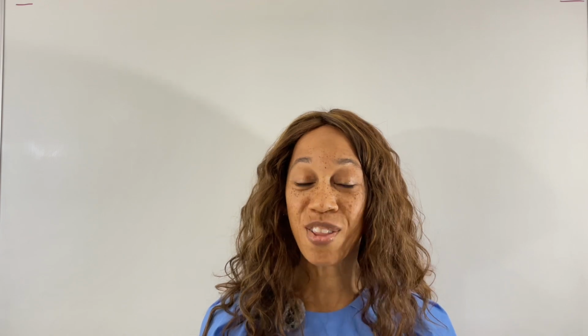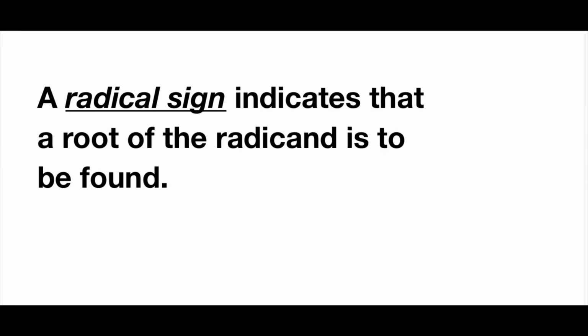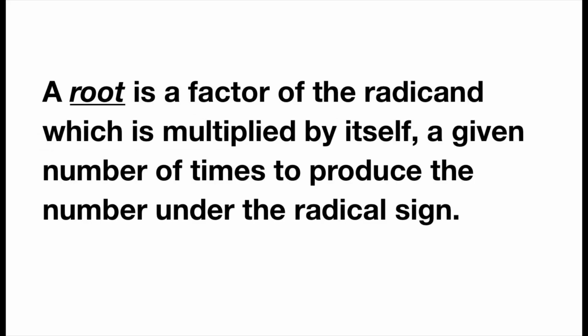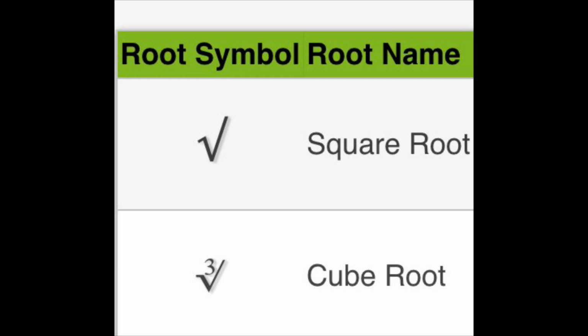Let's first talk about the radical sign. A radical sign indicates that a root of a radicand is to be found. A root is a factor of the radicand which is multiplied by itself a given number of times to produce the number underneath the radical sign. A radical sign without an index is simply telling you that you are going to find the square root of a number. And a radical sign with an index of 3 is simply telling you that you need to find the cube root of that radicand.